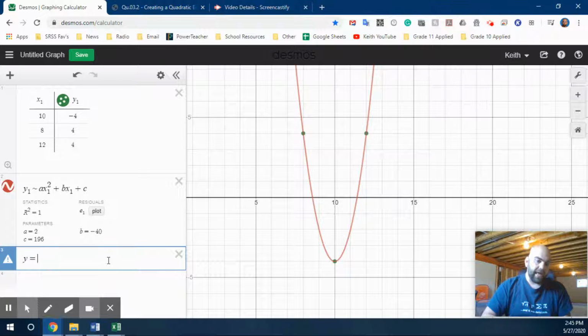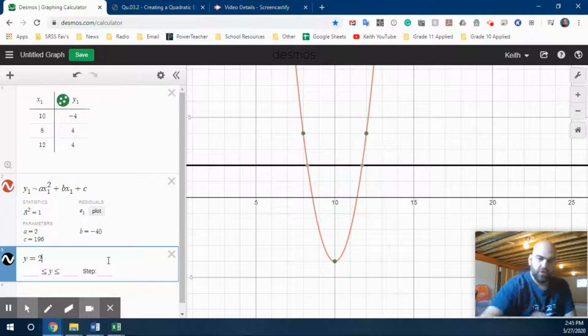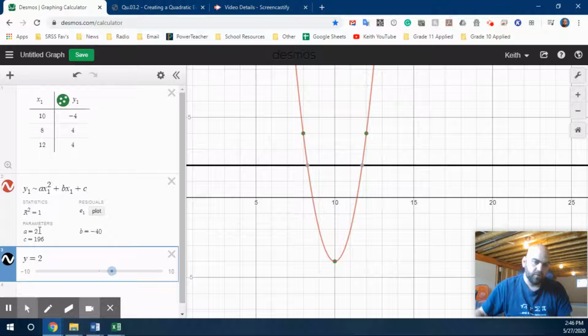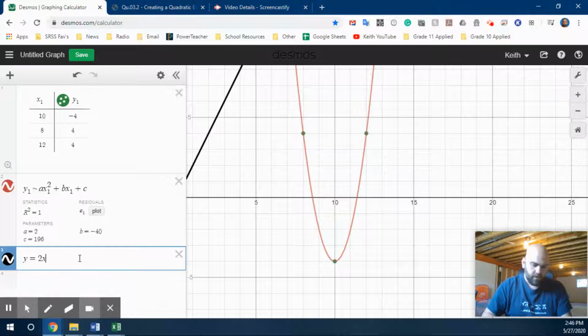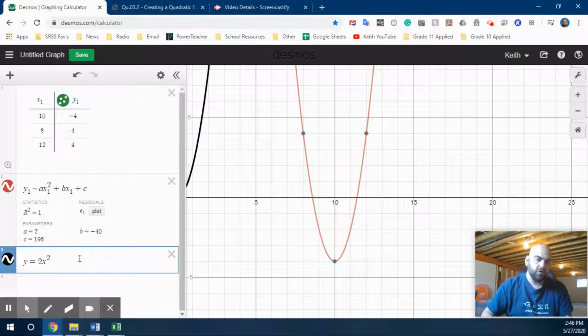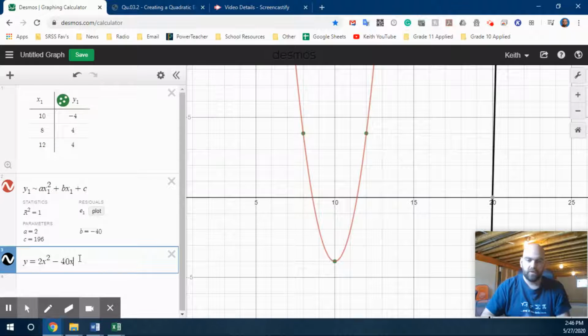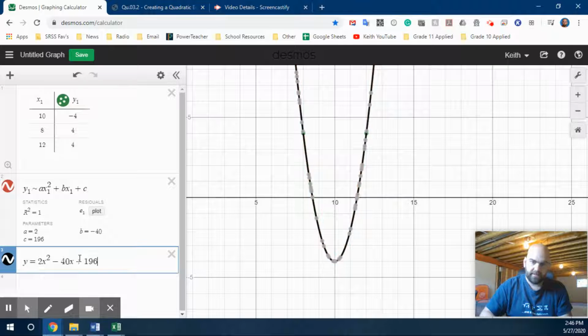So instead of a, the a value is now 2. And gotta forget the point. Okay, so right here we have the a equals 2 right there. That's important. So the a is 2, so that's y equals 2x squared. And then our b value is negative 40, so we're going to type in minus 40x because we're just switching out the b for 40. And then our c value is 196, so we're going to add 196.